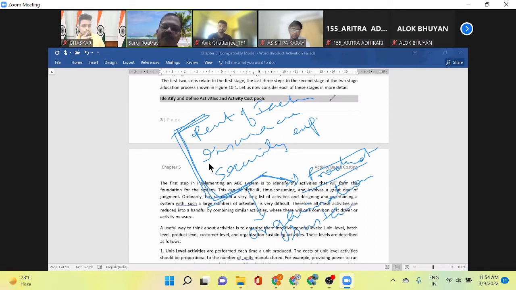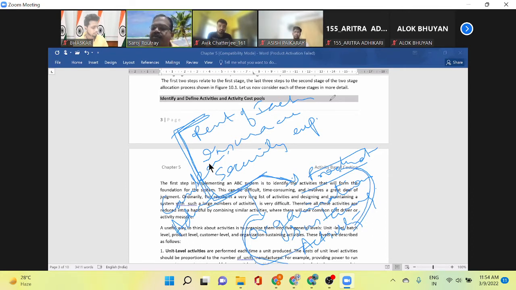If you want to have a factory, you have to take it on rent or you have to construct it on your own. Canteen, administrative department, all are organization sustaining activity. So you will be hearing this for the first time. What is organization sustaining activity? Now this organization sustaining activity is to be deducted from your margin.